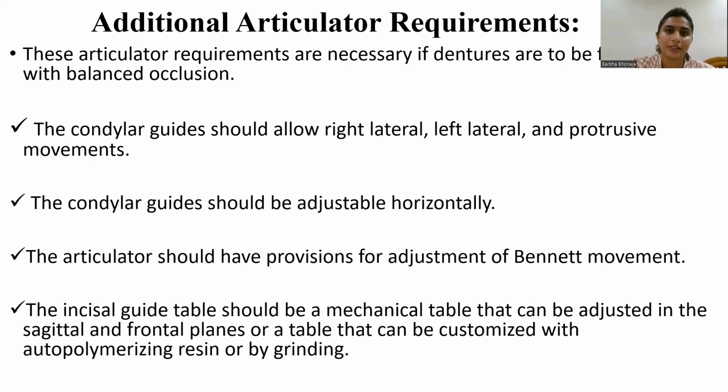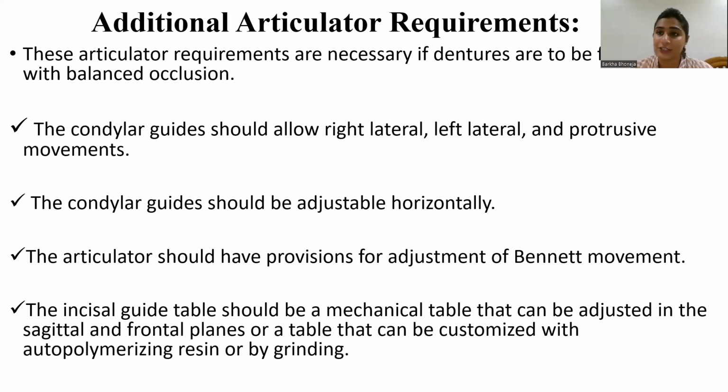So these articulator requirements are necessary if the denture has to be done with balanced occlusion. Okay. So the condylar guide should allow right lateral, left lateral and protrusive movements. These types of movements are basically moving your jaw left, right, and forward. So the condyle is what guides the movement of the mandible in all these directions. So this condylar guide should be present in the articulator.